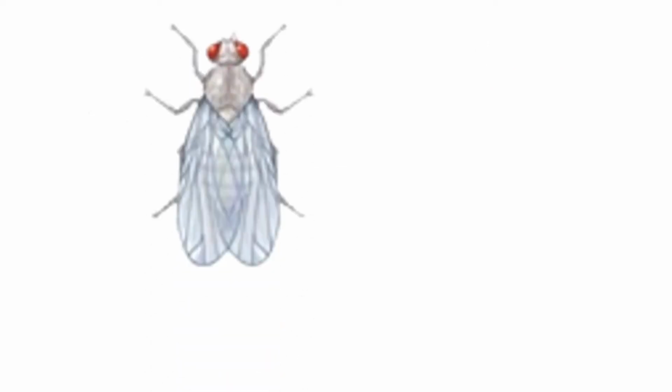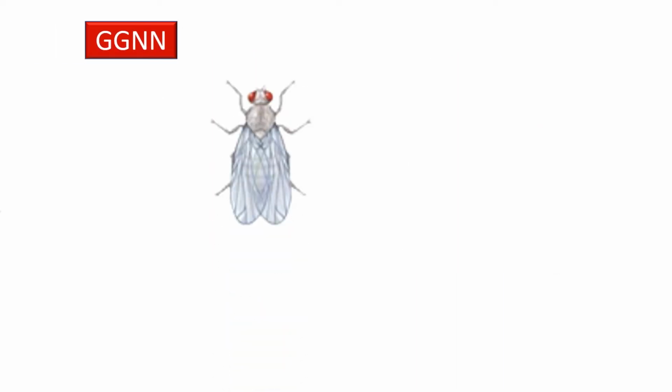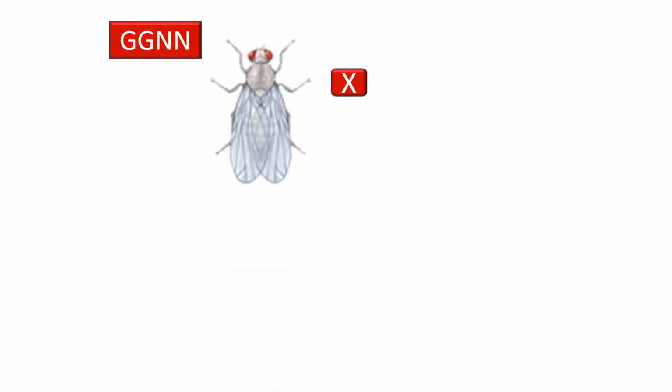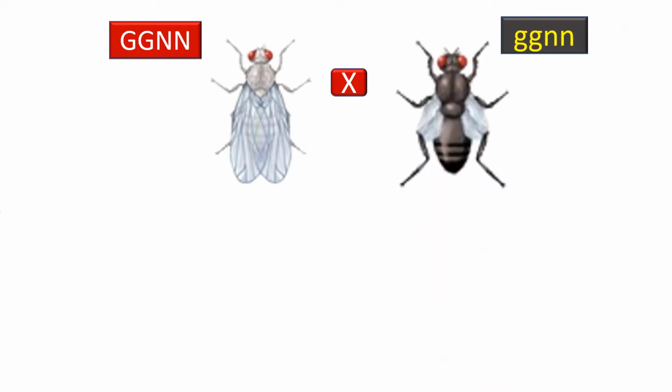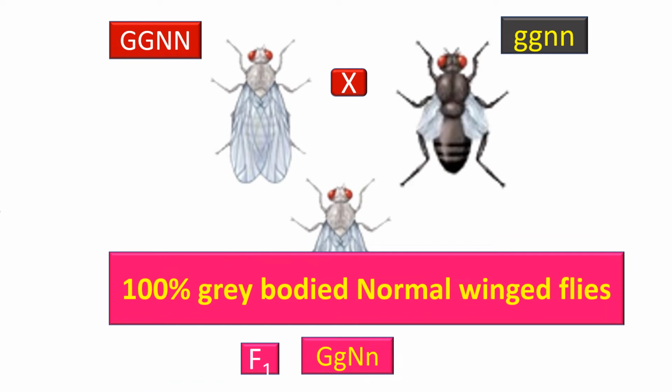Gray body of fruit flies is dominant over the black body. Normal wings is dominant over vestigial wings. Morgan crossed homozygous gray-bodied, normal-winged fruit flies with homozygous, black-bodied, vestigial-winged flies. All flies of F1 generation were gray-bodied, normal-winged. The result is similar to the result that Mendel got for his dihybrid cross.